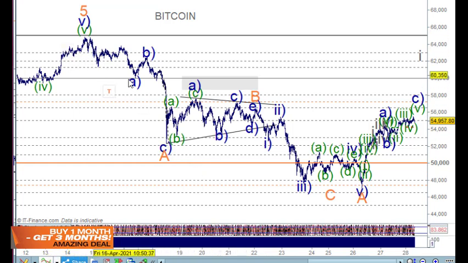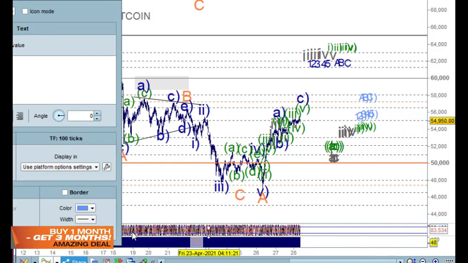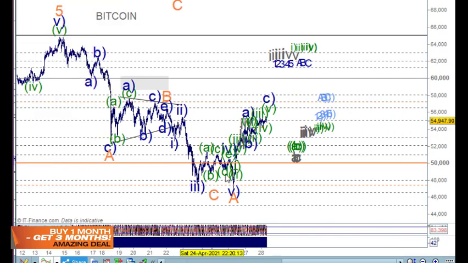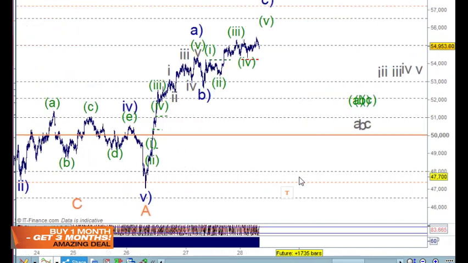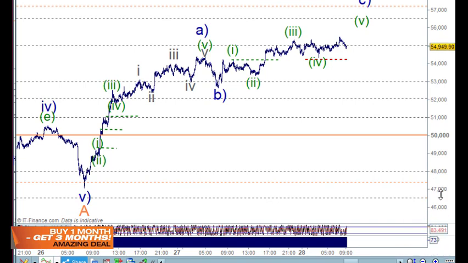Does it fit up here to be a nice ABC pattern? I don't think so. I really think this counts better as the 5-wave structure to the downside. But anyway, while we're here, our focus is the B wave. So with that in mind, we've got a few things going on here.